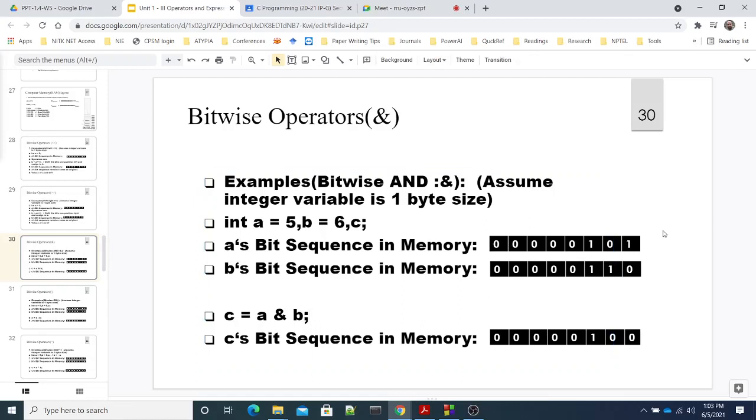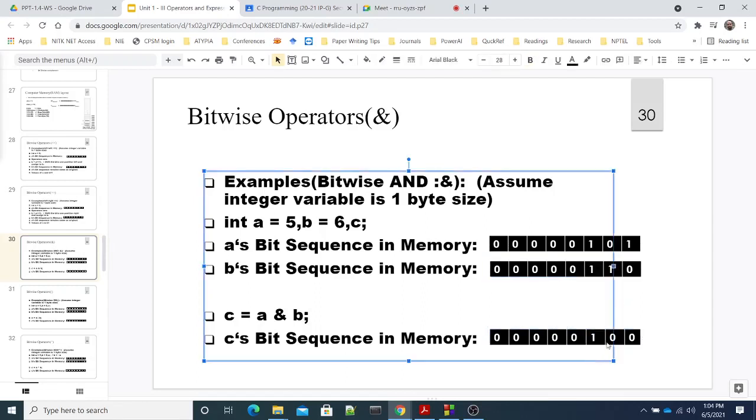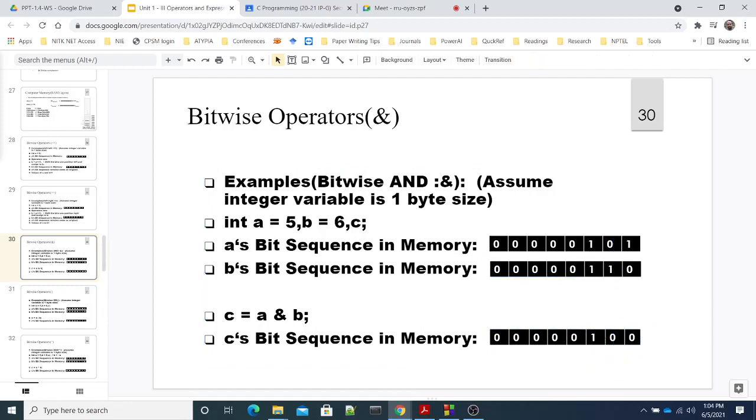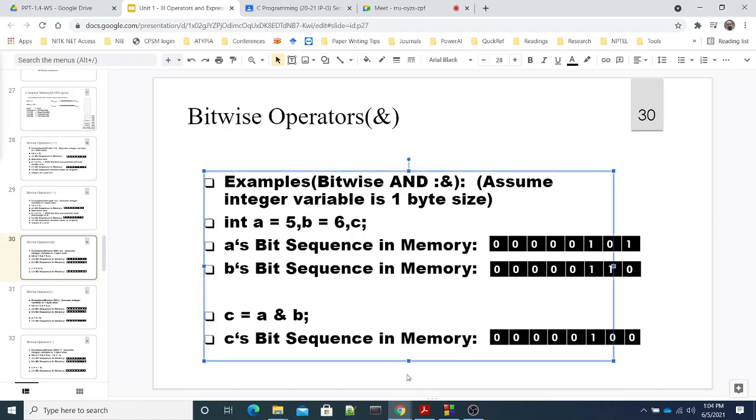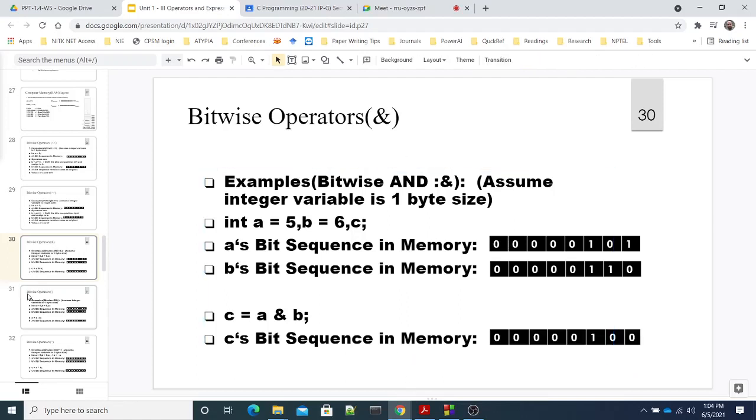And this is corresponding to 4. So one input is 5, second input is 6, the resultant is 4. I cannot find a direct relation here. No division, no multiplication. This is the resultant bit sequence and this is corresponding to decimal number 4. Bitwise AND. Is it clear? Any doubt?